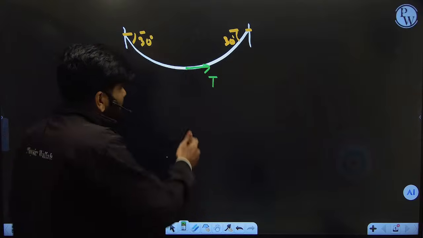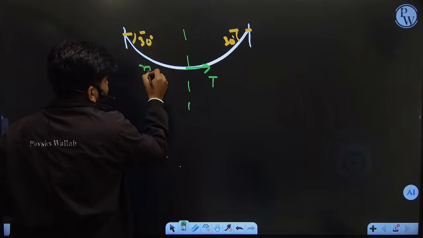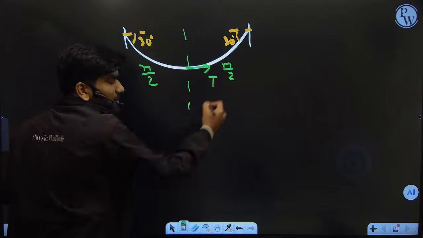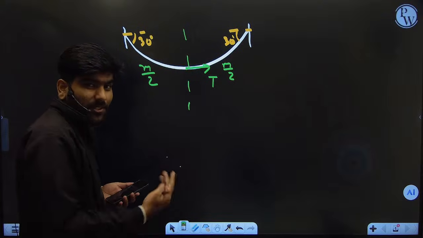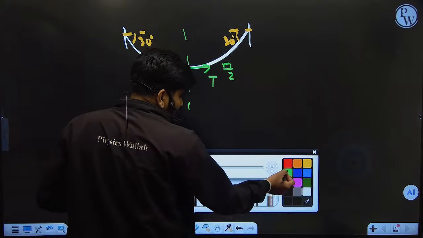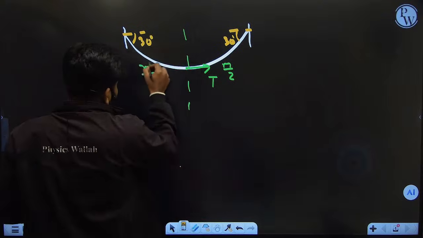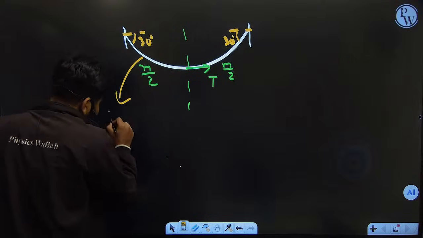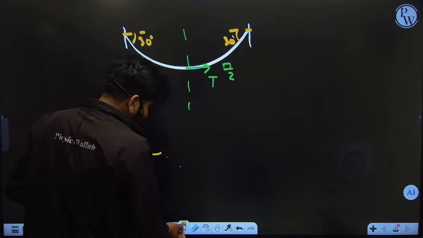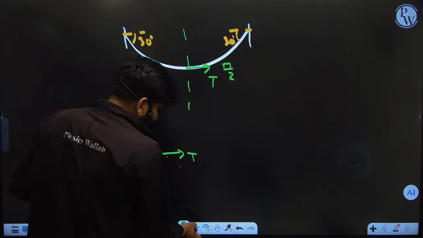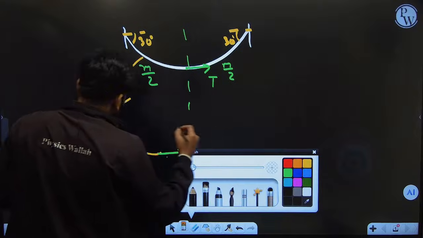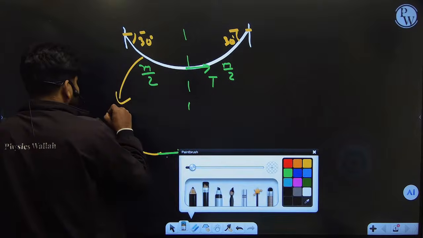Midpoint means the two halves of the string will have equal masses, m by 2 and m by 2. Now I will specifically focus on the left half of the string to get the answer. If I draw this left half of the string separately, it will look something like this. Here the tension is T that we are about to calculate. Here the tension is, let's say, T dash.